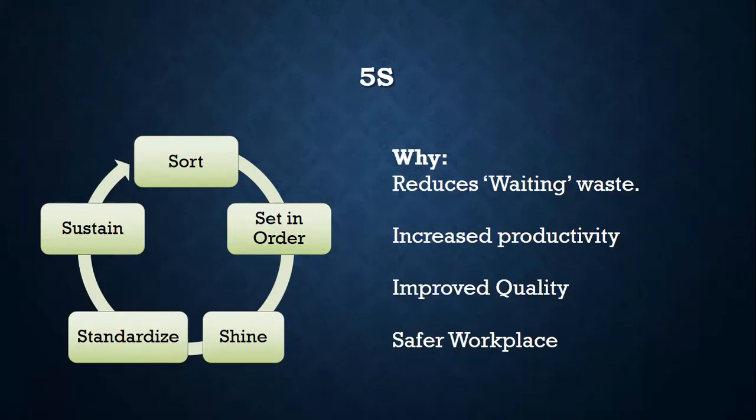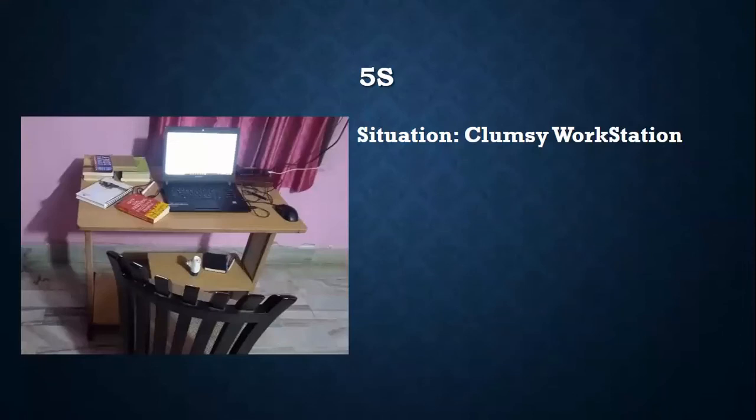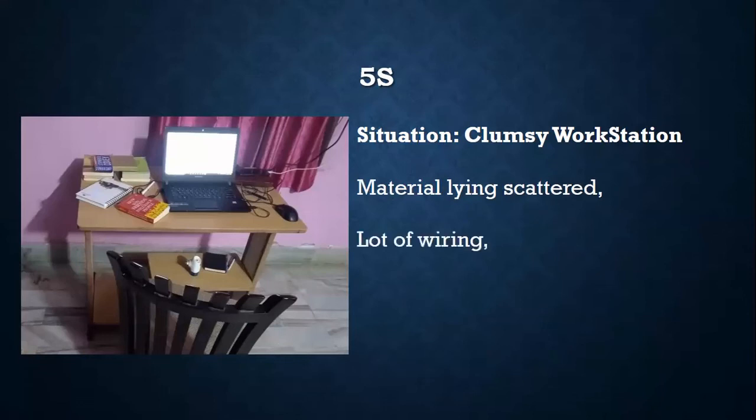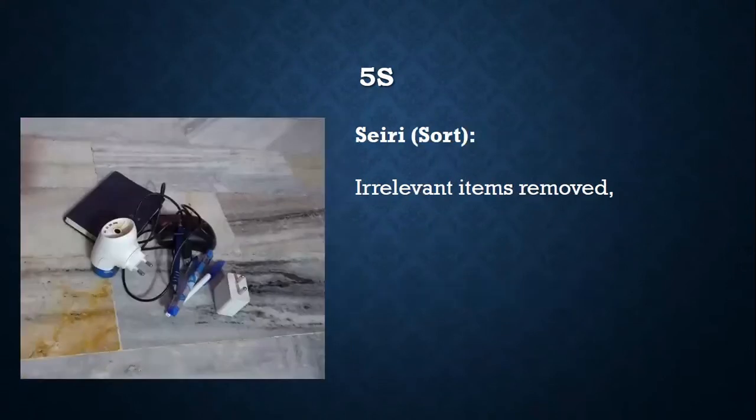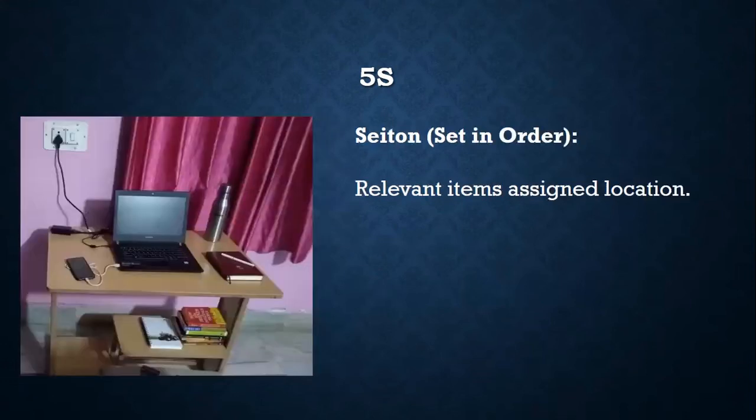To help you understand, I have taken the example of my own workstation when I started working from home during lockdown due to COVID-19. My workstation was all jumbled, with many items of different variety scattered on my work table, making it a mess. A lot of wiring made it messier, and I found it difficult to even have a water bottle with me. I applied 5S here and started with sort. All the irrelevant items that I didn't need were removed. Then for the remaining items, I set them in order.